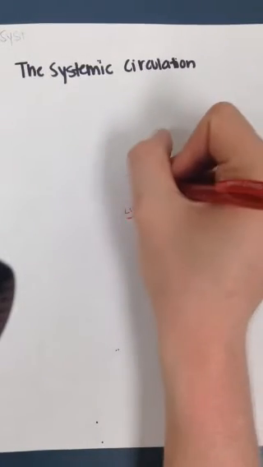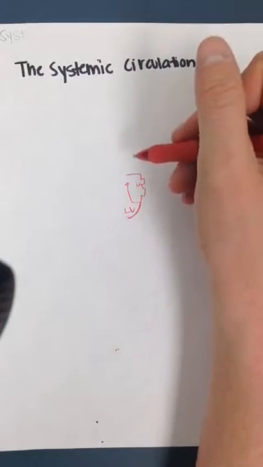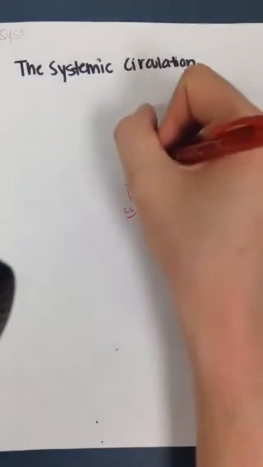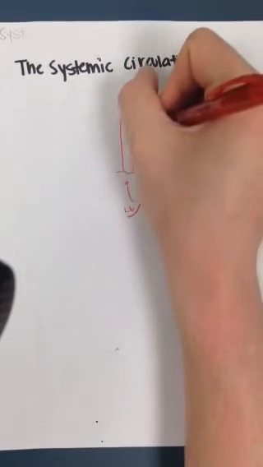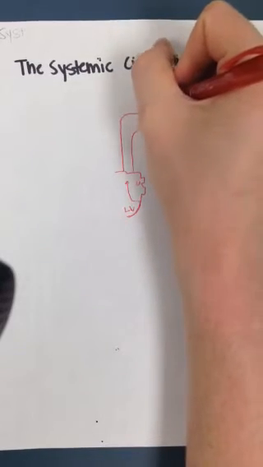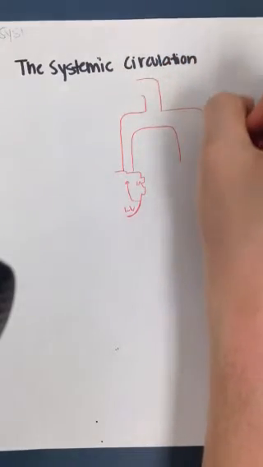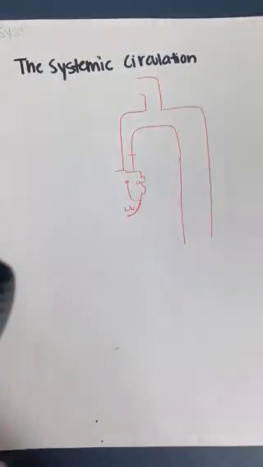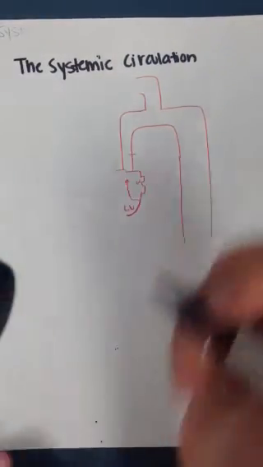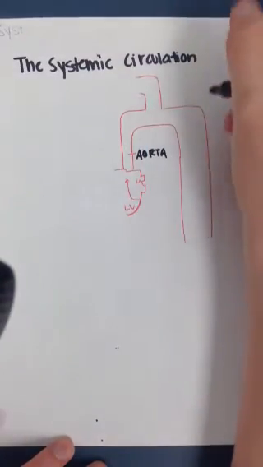Here we have the left ventricle and the left atrium. Inside here we're going to have freshly oxygenated blood returning from the pulmonary circuit, which is now going to be pumped out of the left ventricle into the aorta. Alright, so this is our aorta right here. And this is our aortic arch.